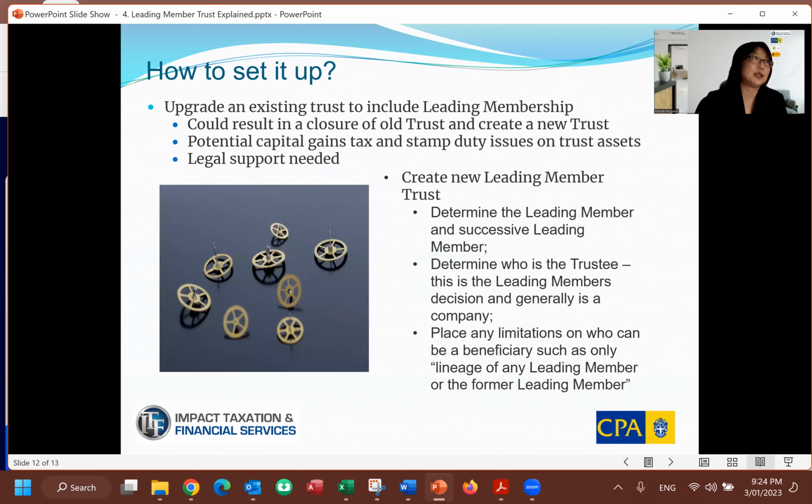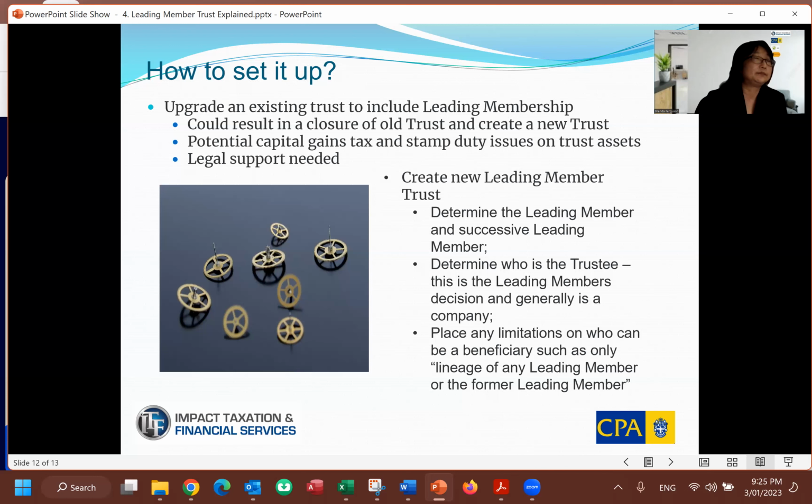So how to set it up? There are a couple of ways to do it. If you already have an existing family trust, you can upgrade it to a leading member family trust. But of course, there are hidden risks when you're doing this. It could result in the closure of the old trust and the creation of a new trust. For this, we need to go back to the original trust deed to have a look at whether this is allowed, and whether potentially the beneficiaries might be changed. So it will depend on different factors.